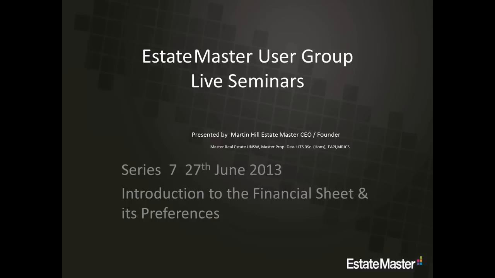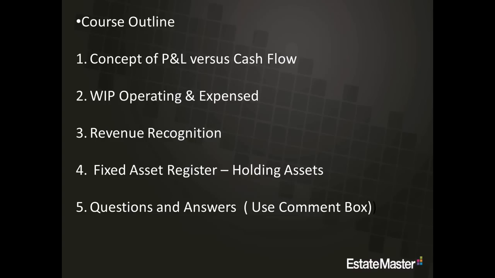This is Series 7 of our series for the user group, and today I'm going to provide you with an introduction to the financial sheet and the preferences. The course will outline the concept of profit and loss versus cash flow, the concept of work in progress, operating expensed costs, and revenue recognition, as well as a fixed asset register in case we want to hold the assets for, say, renting. And then the presentation is around 35 minutes, and then we can have some questions and answers.